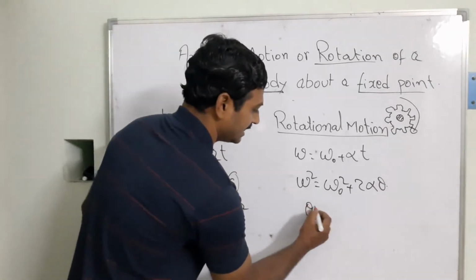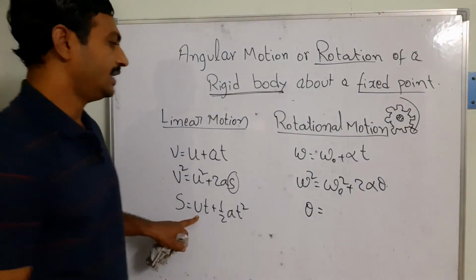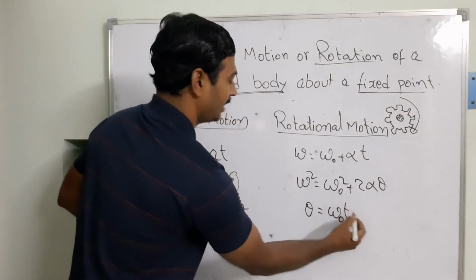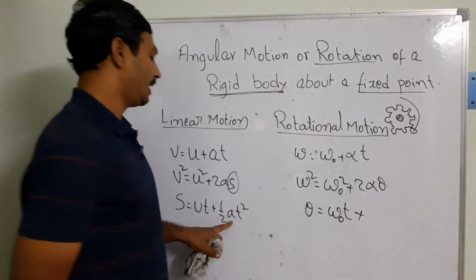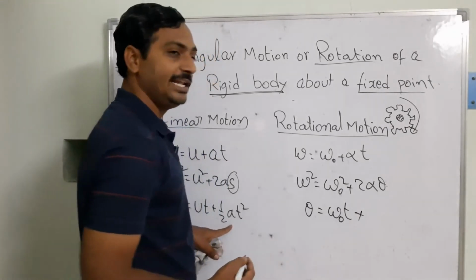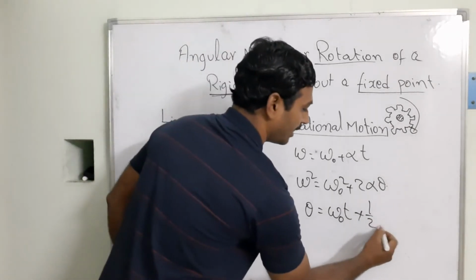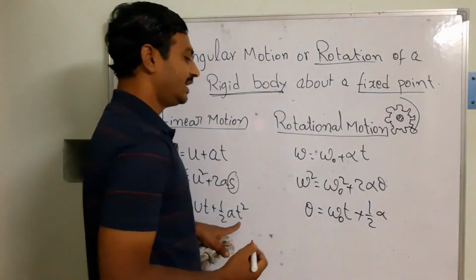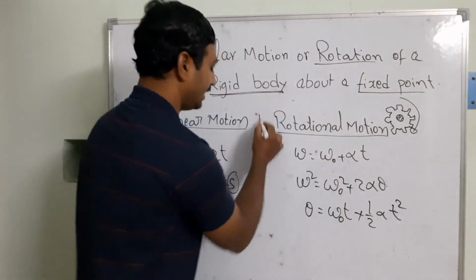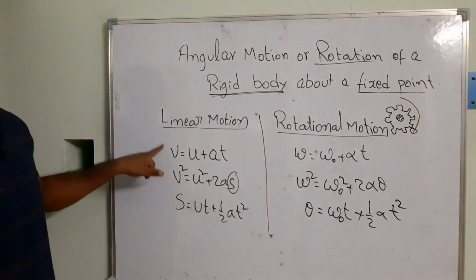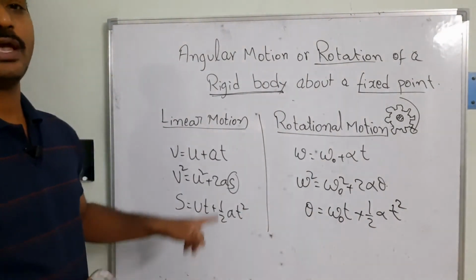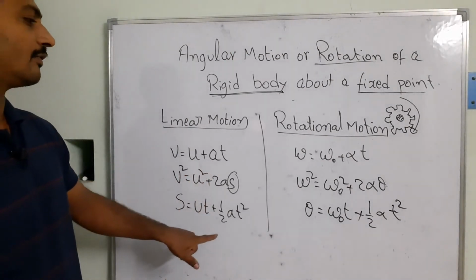That's going to be theta is equal to u, which is nothing but your initial angular velocity, into t, plus a, which is going to be your angular acceleration. That is linear acceleration that I am taking here, so 1 by 2 alpha, and the t square I am going to be writing as it is. The time is going to be the same. So can you see the comparison between the linear motions as well as the rotational motions? This way we are going to be calculating, right?